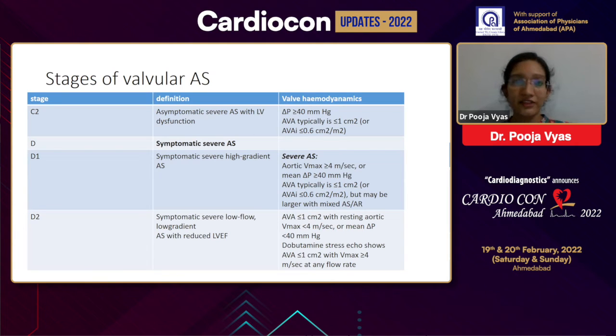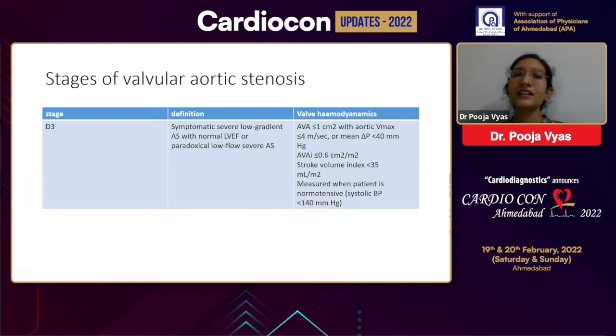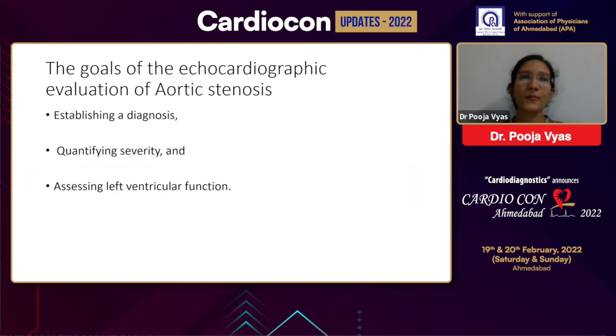So the severe aortic stenosis here can be of 3 types. D1 includes those patients with high gradient, high flow aortic stenosis. And D2 includes those symptomatic patients with severe low flow, low gradient aortic stenosis with reduced ejection fraction. And D3 are the patients with paradoxical low flow severe aortic stenosis, which we will discuss later on.